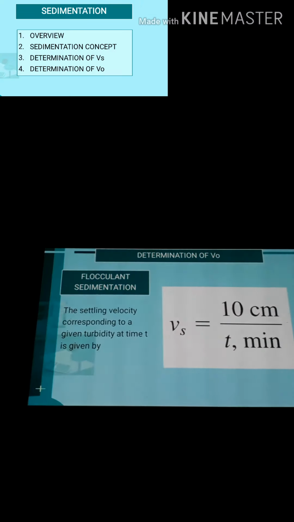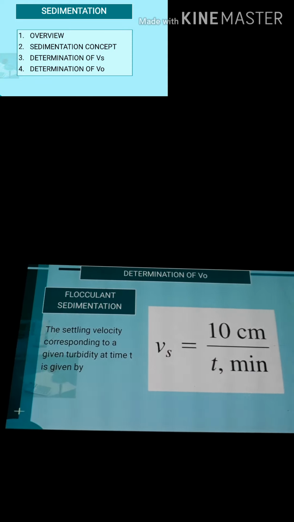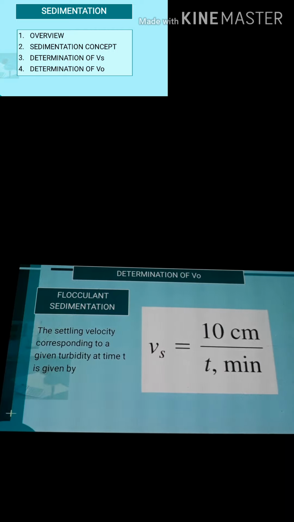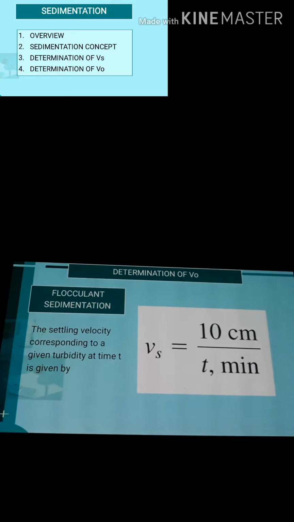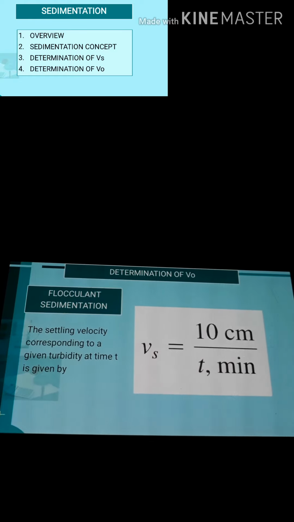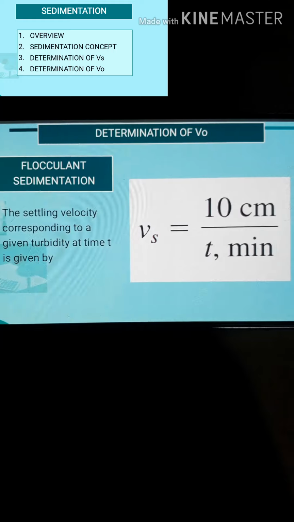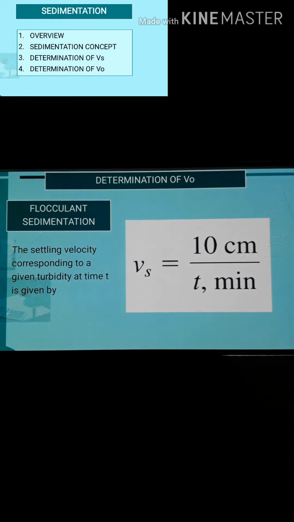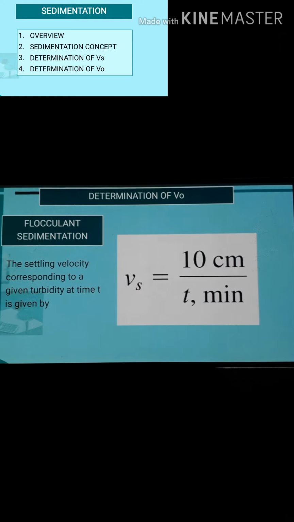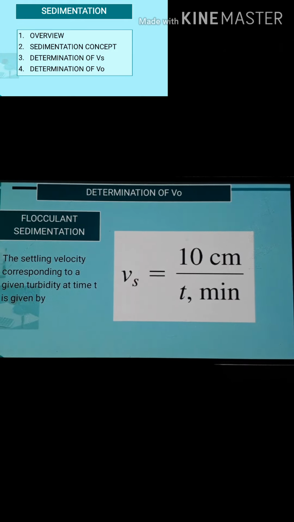For the determination of our overflow rate, or Vo, the settling velocity corresponding to a given turbidity at time t is given by Vs equals 10 centimeters over t, with time in minutes. It sounds confusing that I'm talking about Vs, when in fact we're here to determine the Vo. But later on with our problem, you will understand how this Vs will help us to find Vo, or our overflow rate.